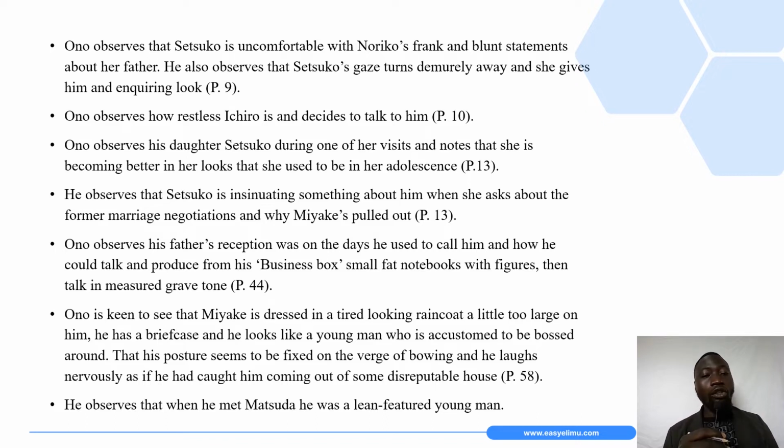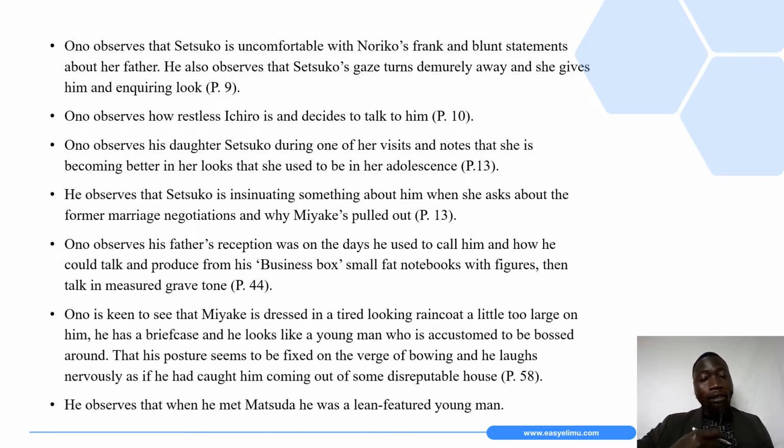So Ono also observes his daughter Setsuko during one of her visits and notes that she is becoming better in her looks than she used to be in her adolescence. So Ono also observes that Setsuko is insinuating something about him when she asks about the former marriage negotiations and why Miyake pulled out previously, in the previous year.